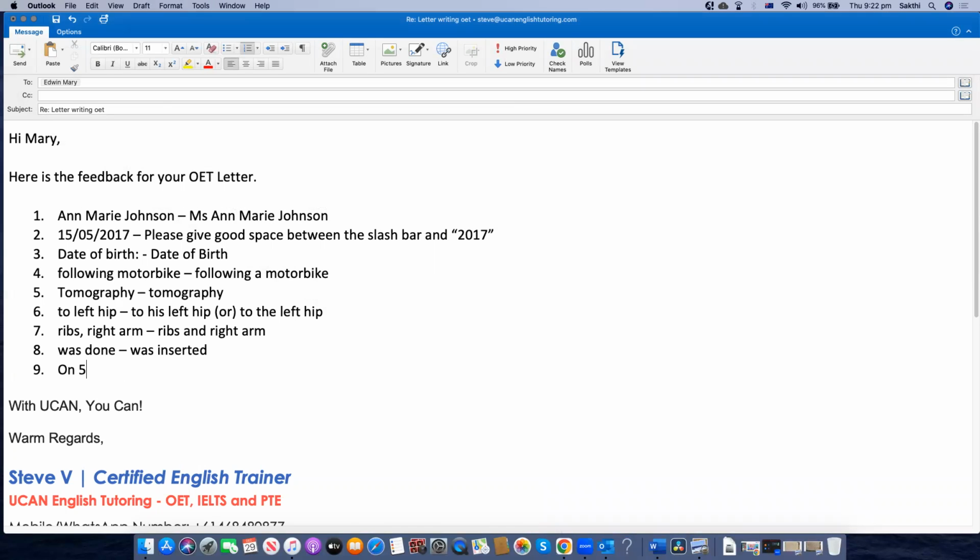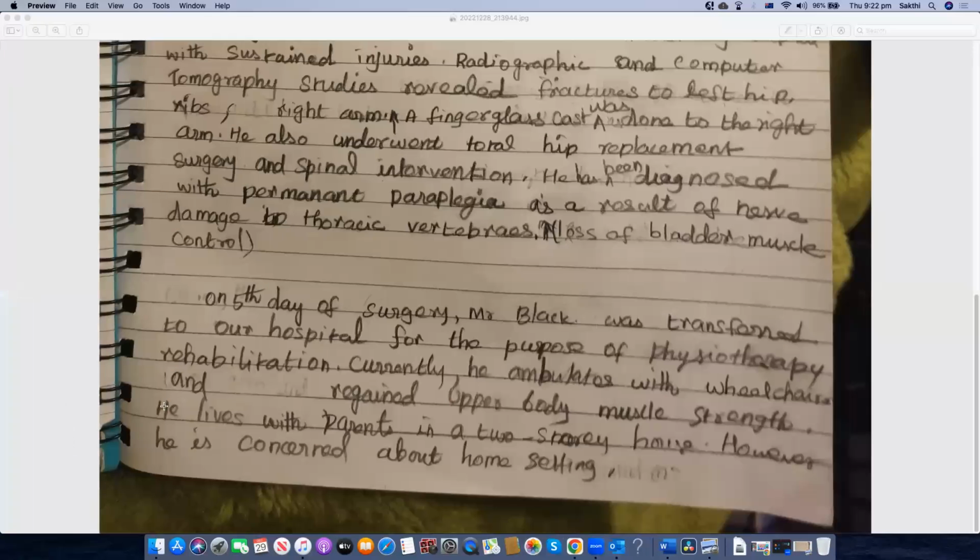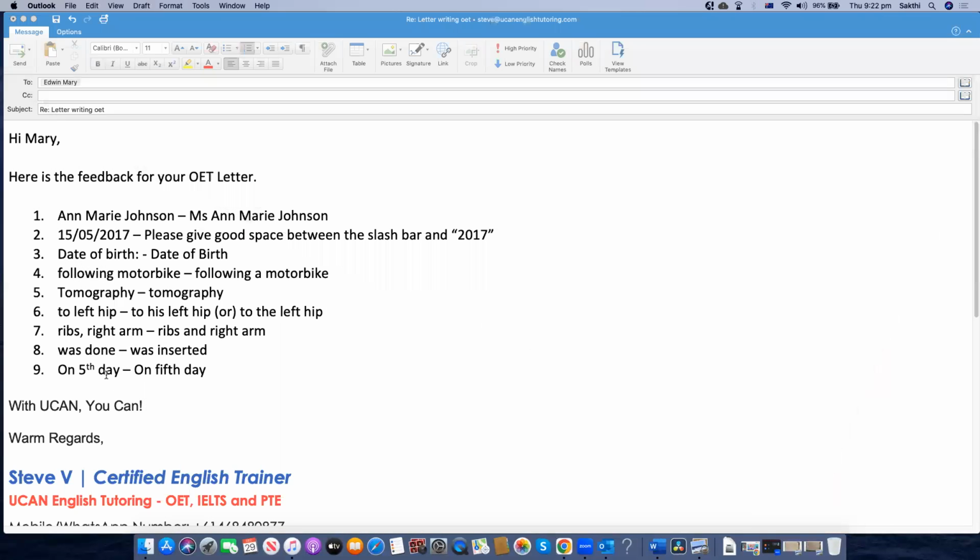Instead of writing down 5th day like this, it's better to say fifth day in words instead of writing down in numbers. On the fifth day of surgery, well, the way you wrote E sounds like A, so it's better to write it down clearly. So on the fifth day of surgery, this is how I see it. It's not what word you thought of writing down. Please be mindful about your handwriting.